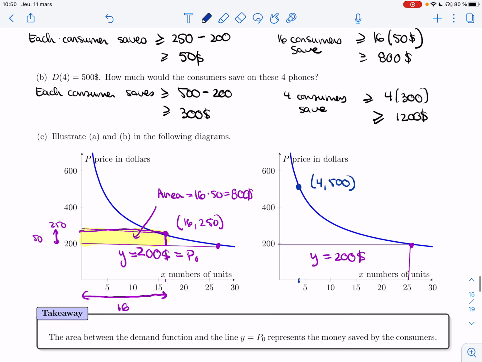All right, so we have our 4 consumers here. And now if we look at how much they save minimum, it would be that distance here. That's 500 minus 200, that's 300. That height is 300. So the area of this rectangle is 4 times 300. It is the 1200 that we're computing.